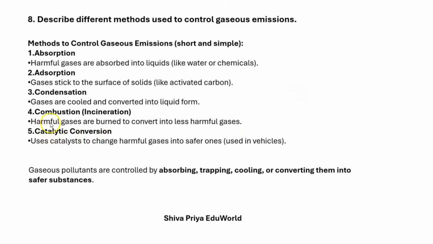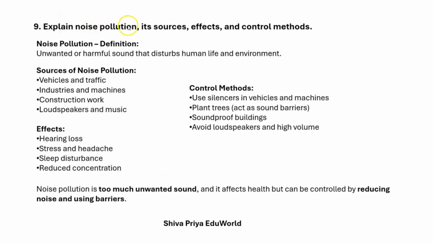Clear? And the last one is catalytic conversion. It uses catalysts to change harmful gases into safer gases. It uses the catalysts which are used in vehicles. For example, the real-world application is in vehicles, which change harmful gases to safer ones. Finally, gaseous pollutants are controlled by absorption, trapping, cooling or converting them to safer substances. Let us move to the next question. Explain noise pollution, its sources, effects and control methods as well.